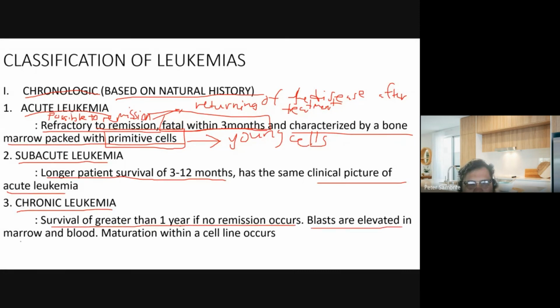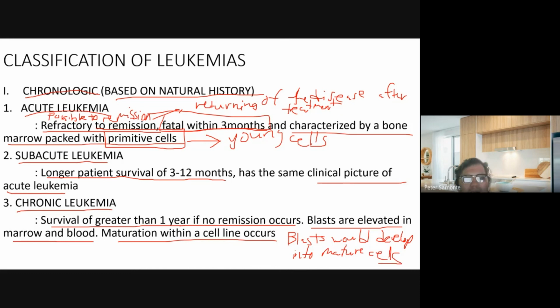Blasts are elevated in marrow and blood, and maturation within a cell line would occur. So your blasts would develop into mature cells in a chronic leukemia.